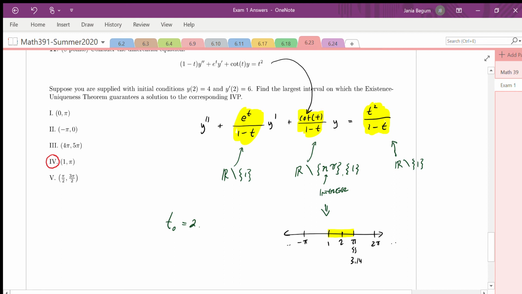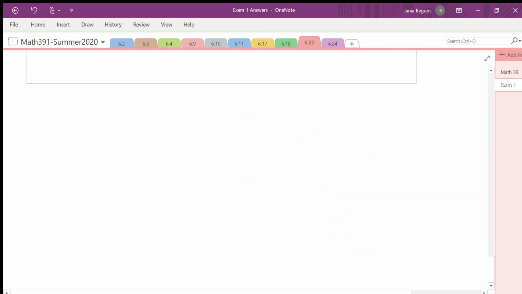But you kind of have to look at each piece first and then decide where the initial value is contained, and that will be the interval we're guaranteed to have a unique solution. Okay. All right. So that was it.